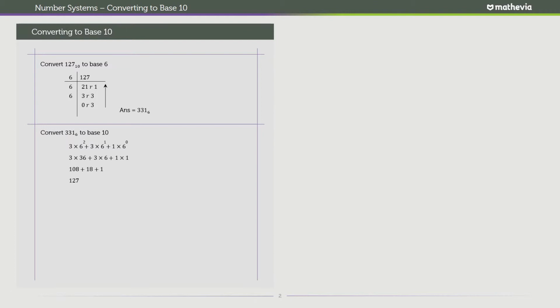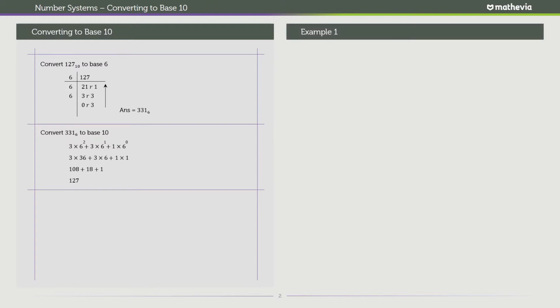So we've been able to reverse what we did. We first converted 127 in base 10 to base 6 and had 331, and then we took it back. We converted 331 base 6 back to base 10, and we still arrived at 127.